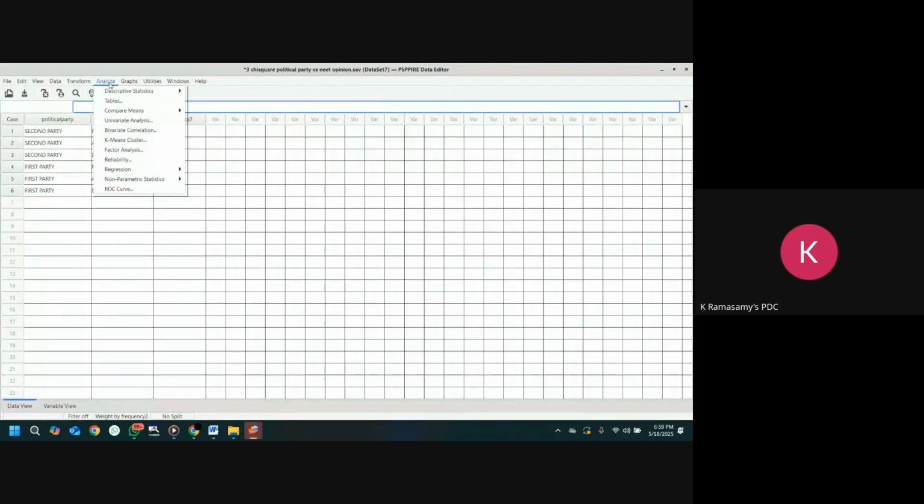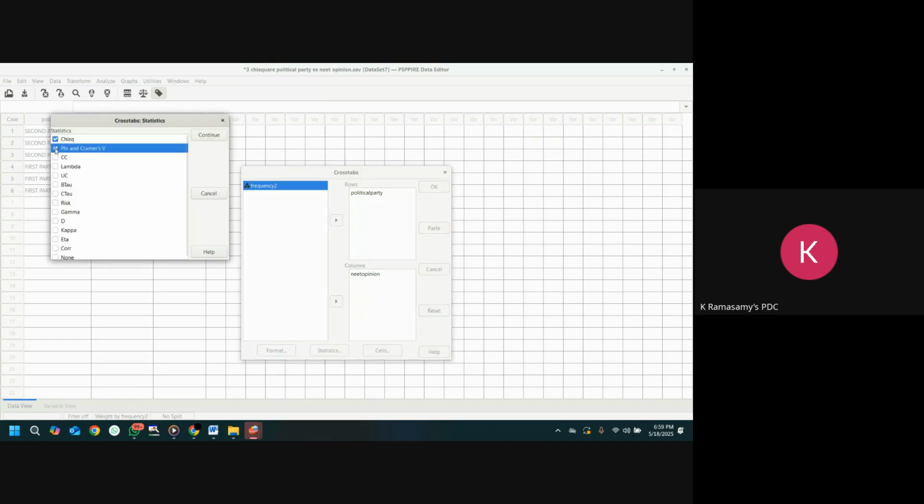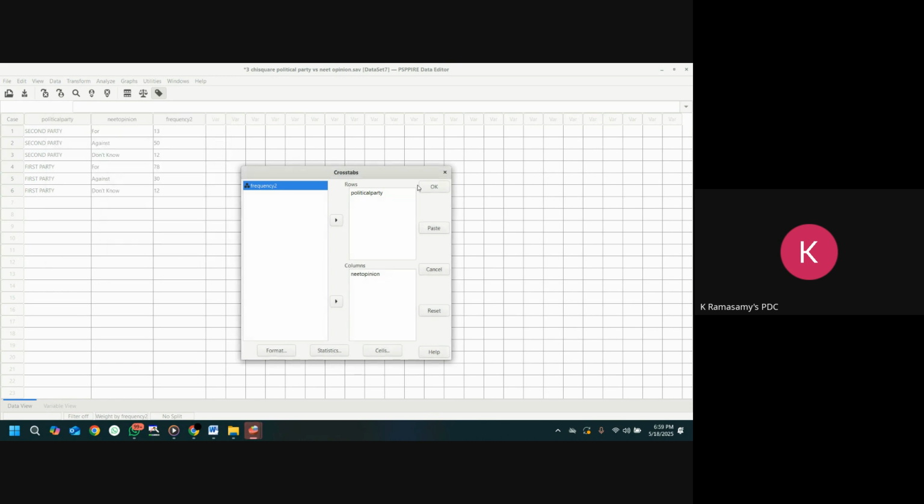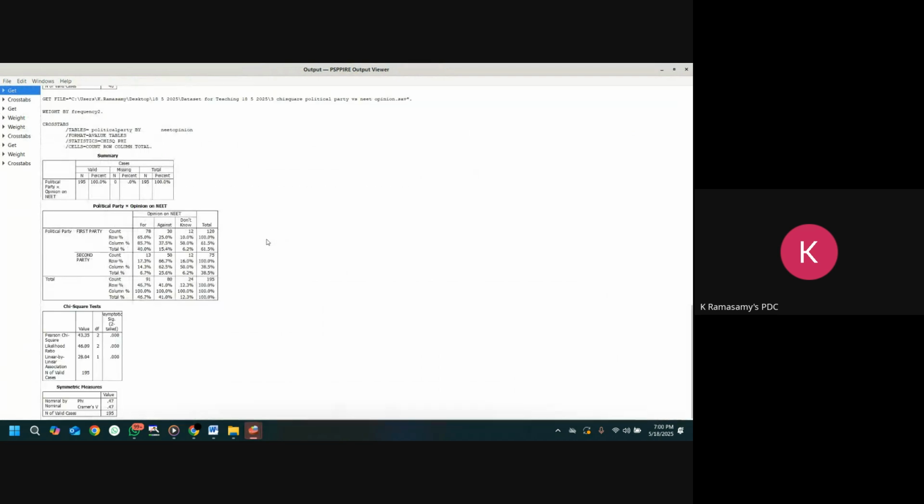Then go to analyze. Click on descriptive statistics. Click on crosstabs. In crosstabs, select political party one side, opinion another side. Click on statistics, chi-square and Cramer's V value. Click on continue and then click OK. Now let us go and see the results now. It's a result. First, there's a cross tabulation. First party, 78 are in favor of NEET, 30 are against NEET, and 12 don't have any opinion. Second party, 13 are for the NEET, 50 are against the NEET, and 12 are not having any opinion. It's a cross tabulation. Okay, fine.